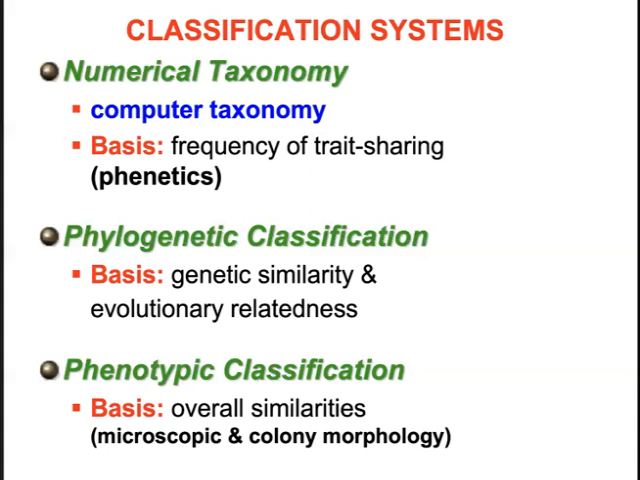Then we have phylogenetic classification. The basis for this type of classification system is the genetic similarity. Groups reflect genetic similarity as well as evolutionary relatedness. Say for example, the feline family, the cat family. They are grouped together because of the presence of the whiskers, the presence of pointed ears, the eyes that would reflect light, and so on. So phylogenetic classification looks at the genes and the similarity of the proteins that are shown on genetic studies.